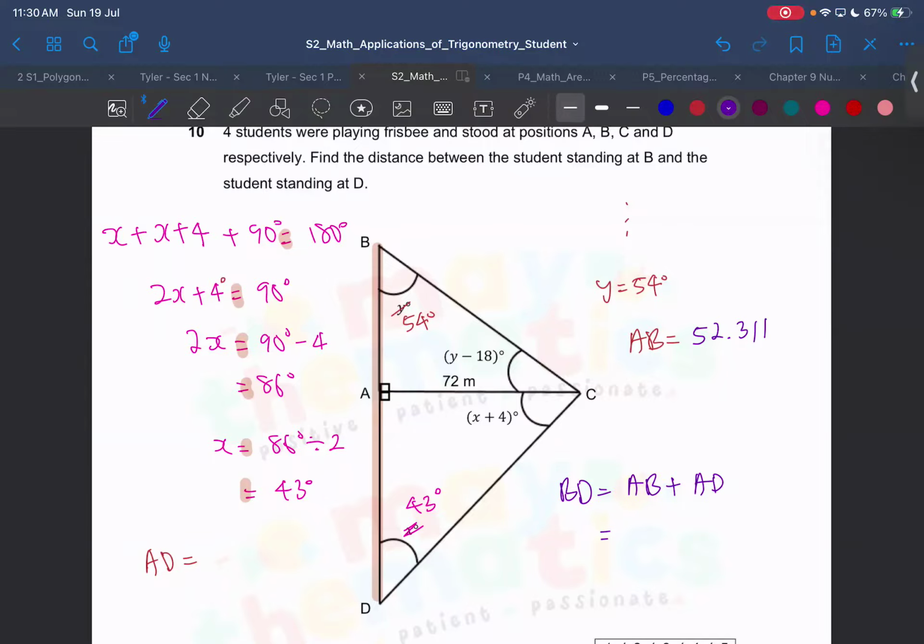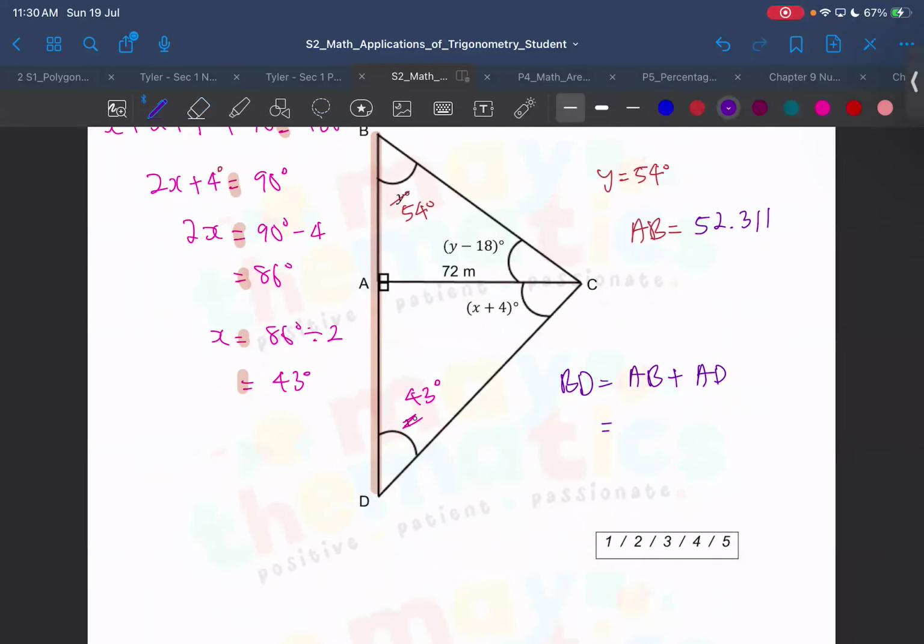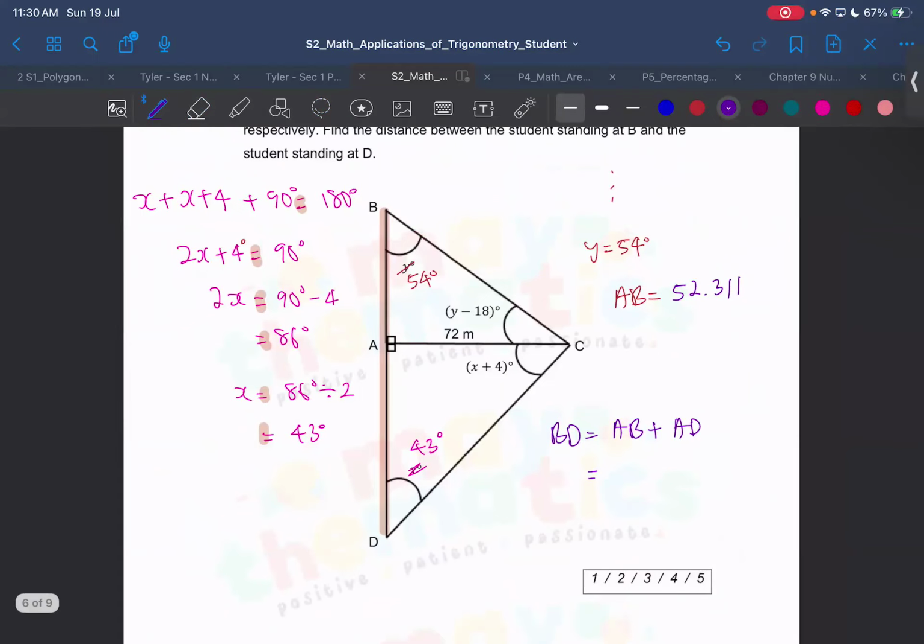Okay, so what Xavier got over here, is it for Y or X? I think for X. Okay, so Xavier is very close. He figured out that this one is your O, then this one is your A, correct? So it will be tangent 43, O over A. So it is 72 over AD. Is this what you have?